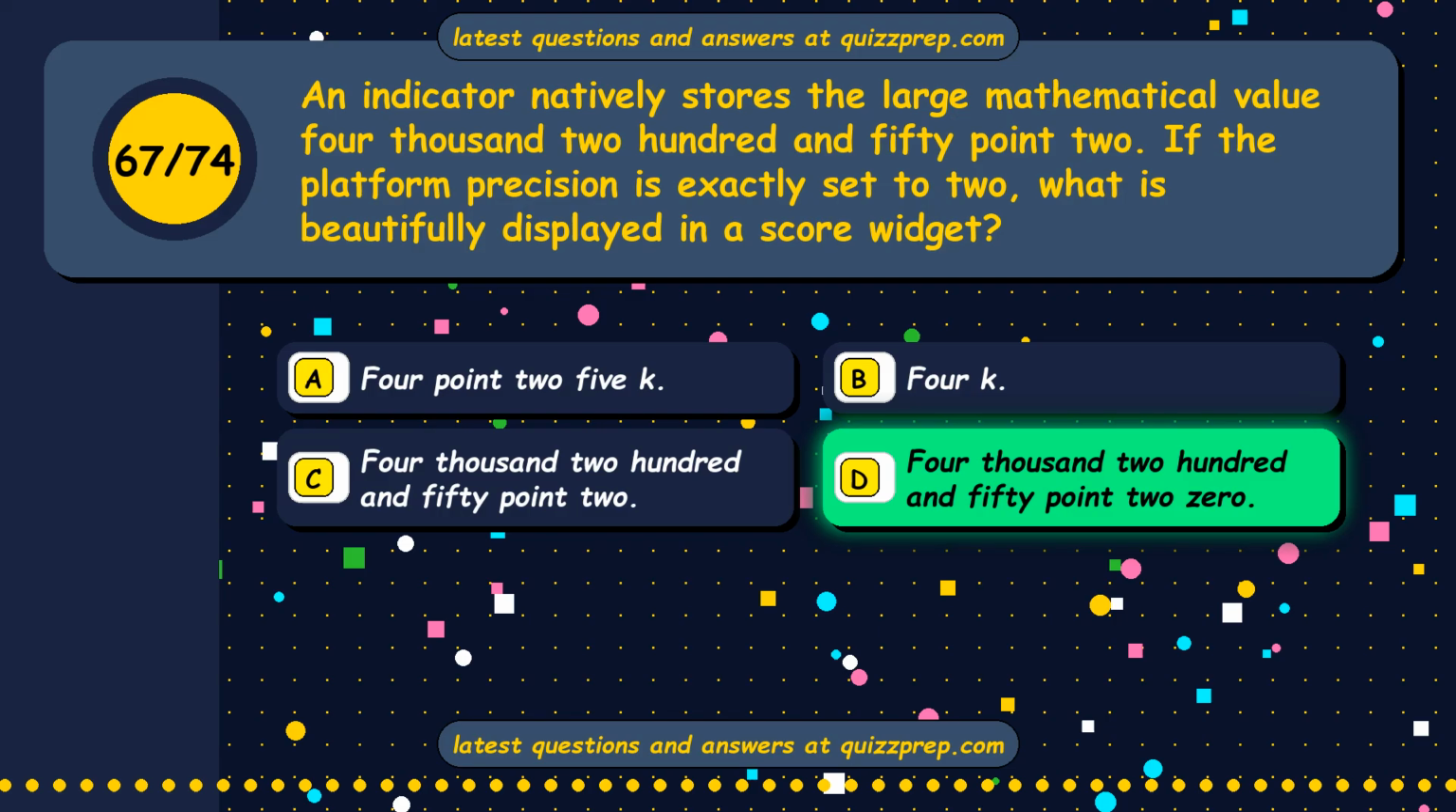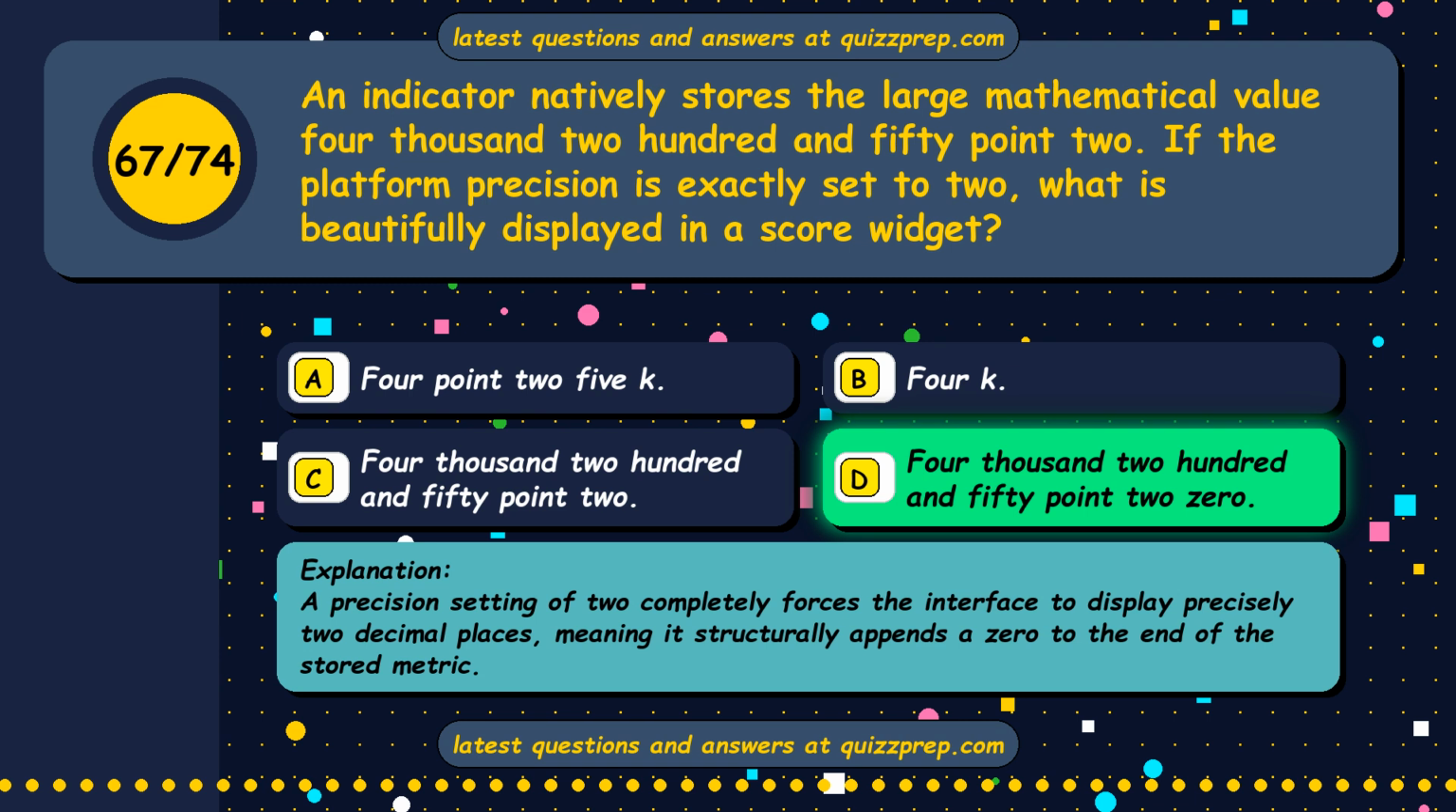The correct answer is option D, 4250.20. A precision setting of 2 forces the interface to display precisely 2 decimal places, meaning it structurally appends a 0 to the end of the stored metric.